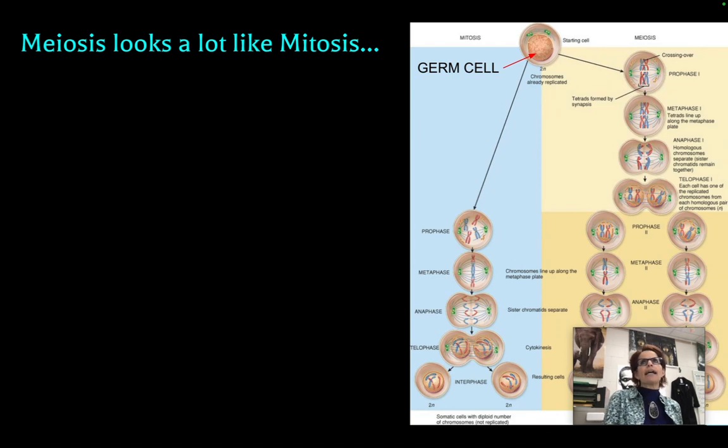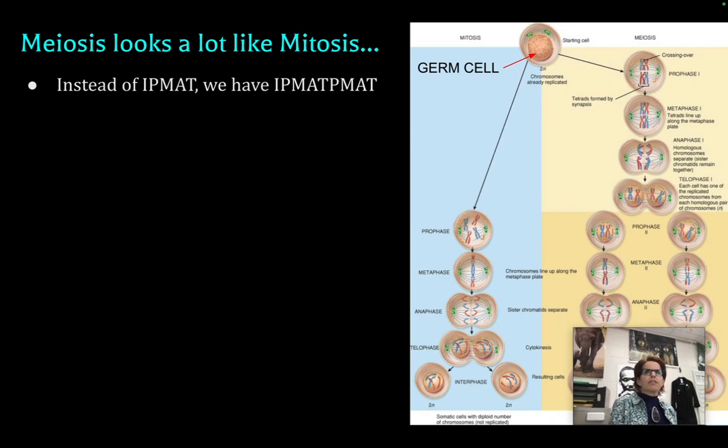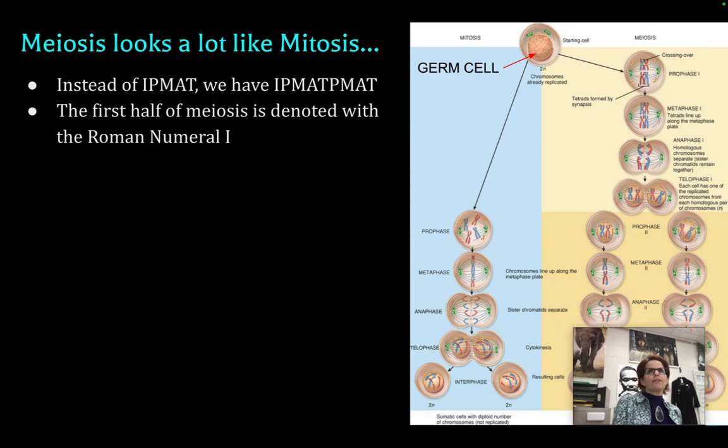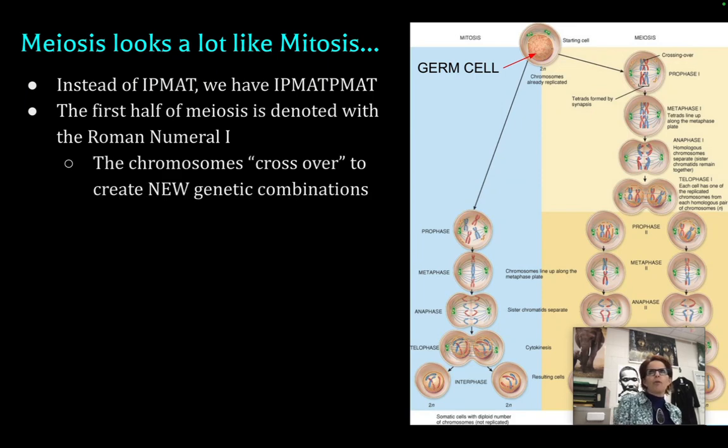Okay, so this is meiosis. If you look all the way up at the top of the diagram, the first cell is labeled a germ cell. Those cells are the cells that divide to make gametes, so the 2 G's go together. In mitosis, the cells that are at the top are called somatic cells. Those are the body cells. So instead of just IPMAT, we have IPMAT, PMAT. The first half of meiosis is denoted with the Roman numeral 1. The chromosomes cross over, so that's what's happening in prophase 1.